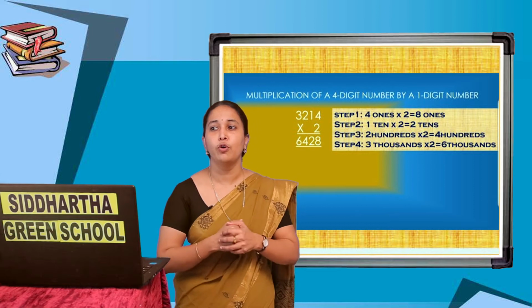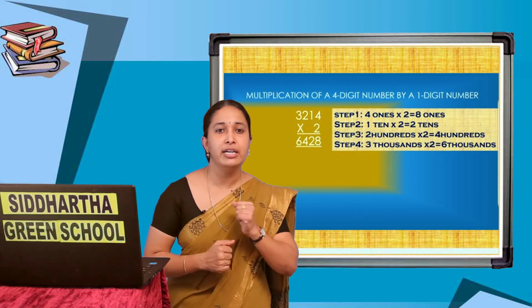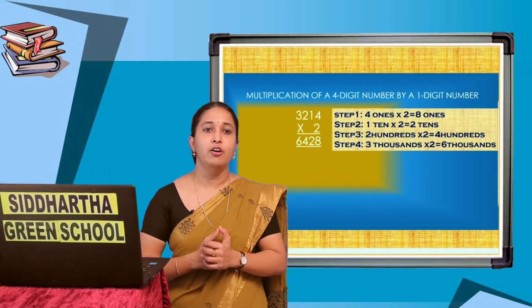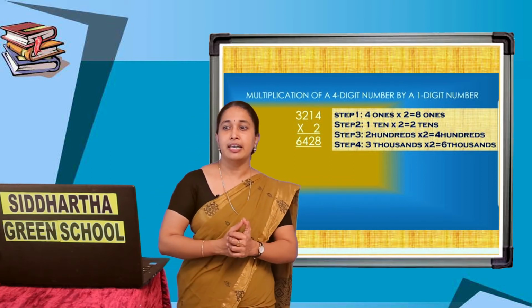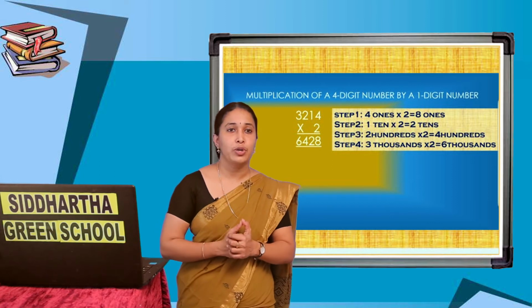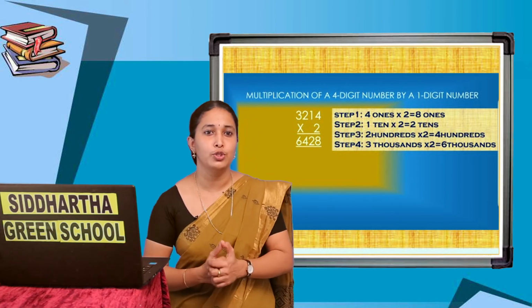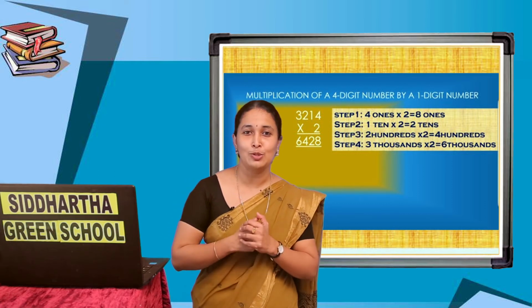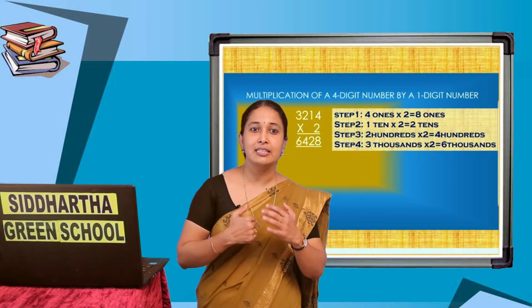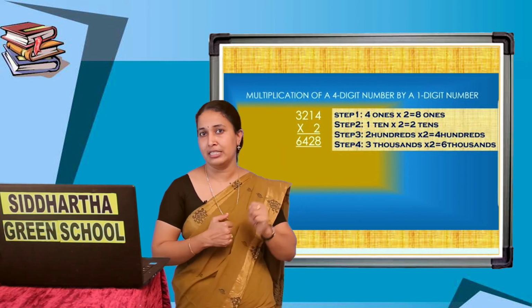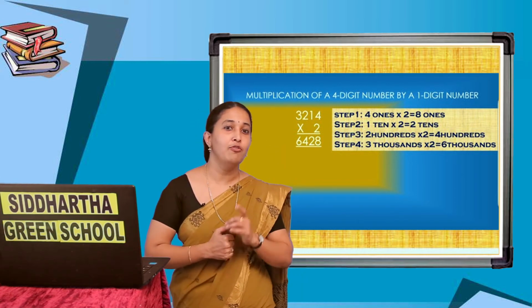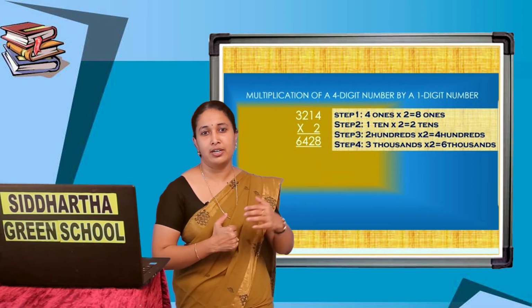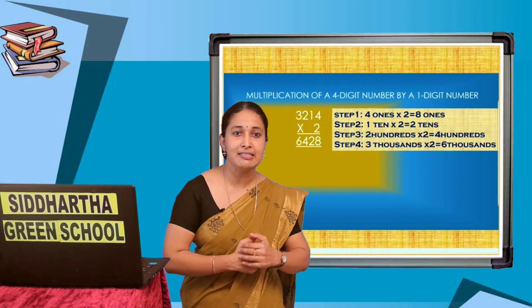The next is multiplication of a 4-digit number by a 1-digit number. Here the example is 3214 into 2. Here 3214 is a 4-digit number and 2 is a 1-digit number. So the multiplicand is 3214 and the multiplier is 2.